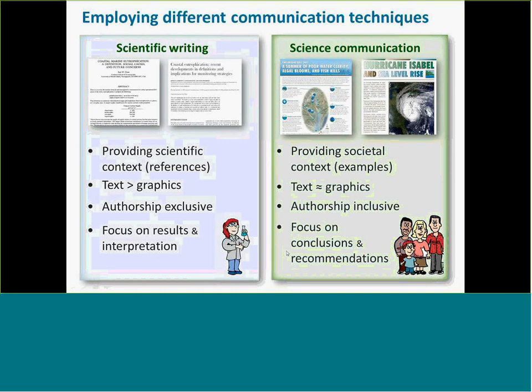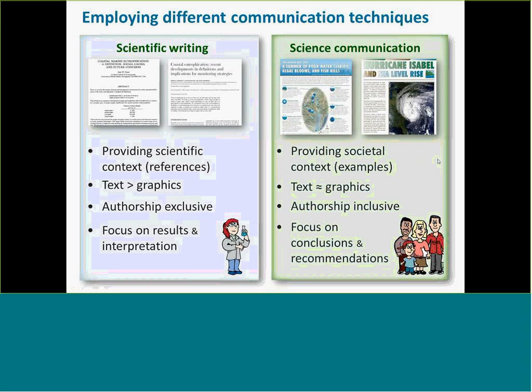So in some ways, science communication employs different communication techniques than, say, science writing. Over here with scientific writing, you provide a lot of scientific context references. You've got pages and pages of references of more studies that folks can look at. Typically, there's more text than graphics, so you're writing a lot with a few key figures. Authorship is exclusive. You're thinking, who really truly helped me on this? Do they deserve to be an author on my paper that I've worked many, many years to accomplish? And typically, these papers are focused on results and interpretation.